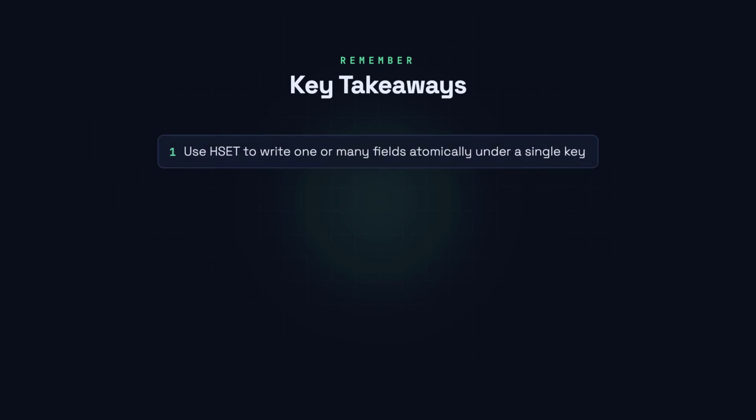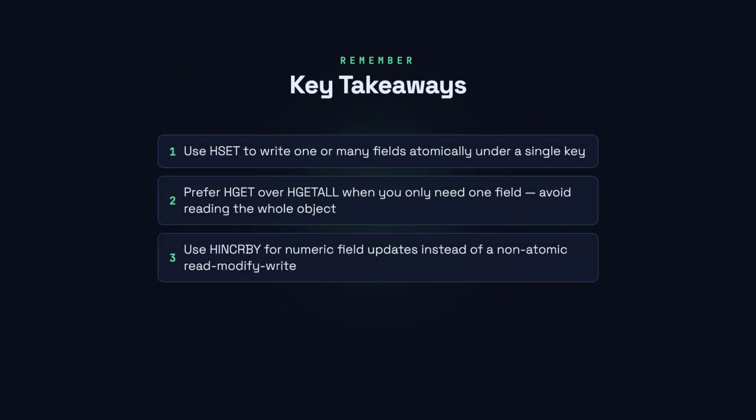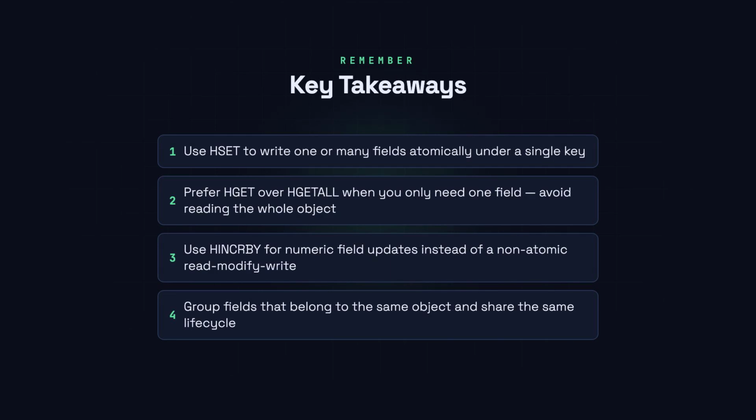Hashes keep related data together, save memory, and give you O(1) access per field. The main pitfalls are overfetching with HGETALL and non-atomic update patterns that HINCRBY would solve cleanly.